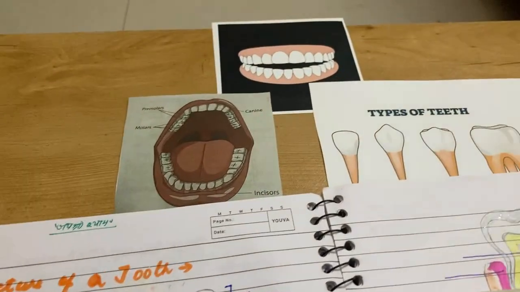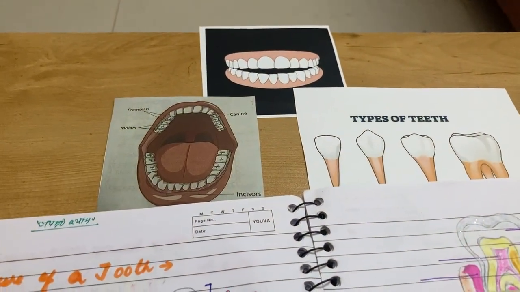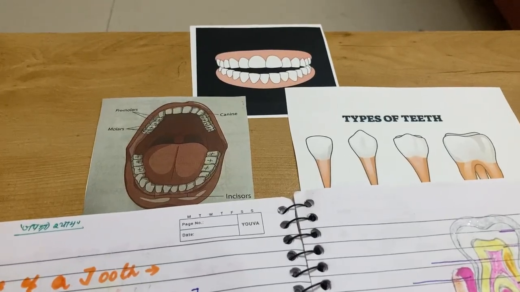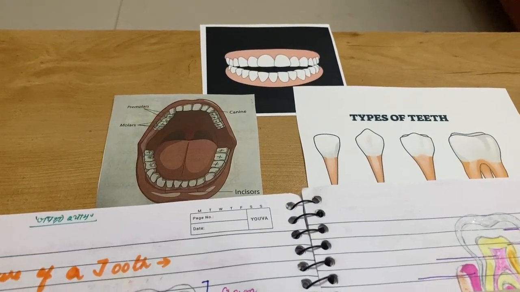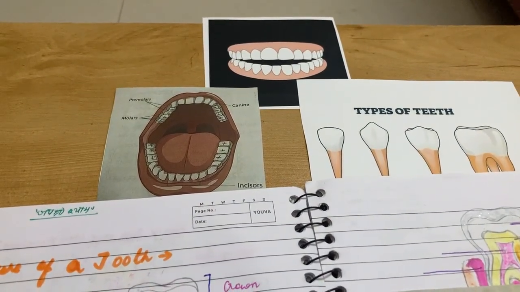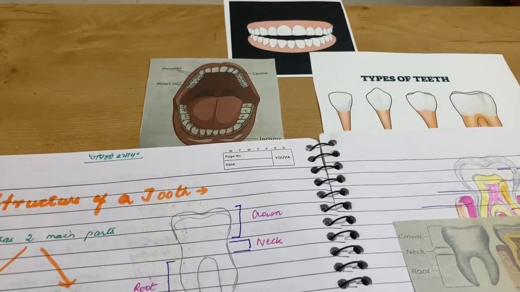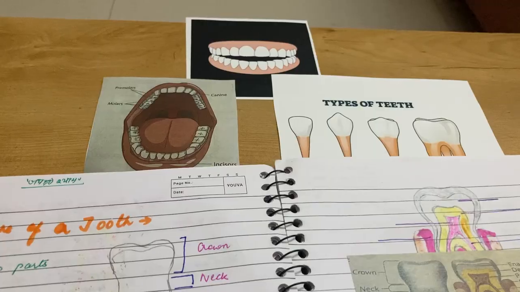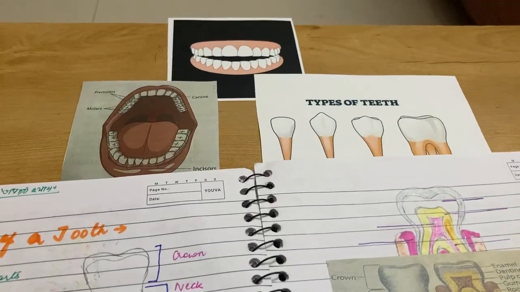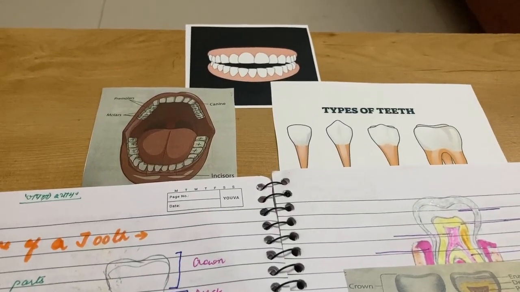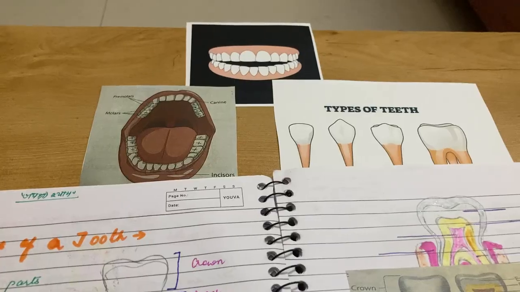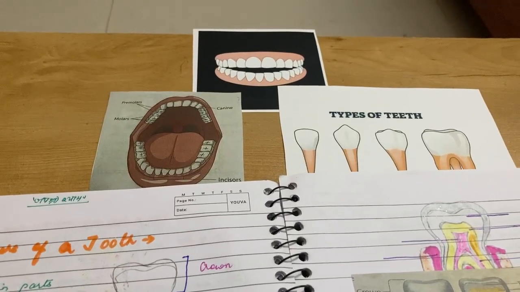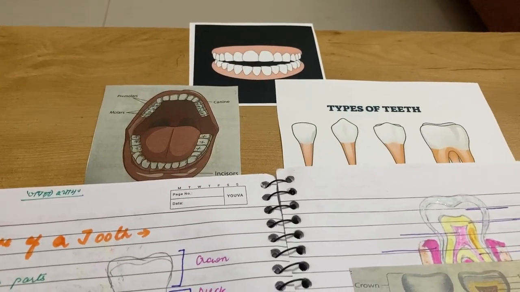So we have covered teeth. What are teeth? Teeth are hard, calcified structure in the mouth. What is the primary function of teeth? Teeth help us in biting and grinding the food. There are other secondary functions of the teeth, like teeth help in speech and also in facial appearance.